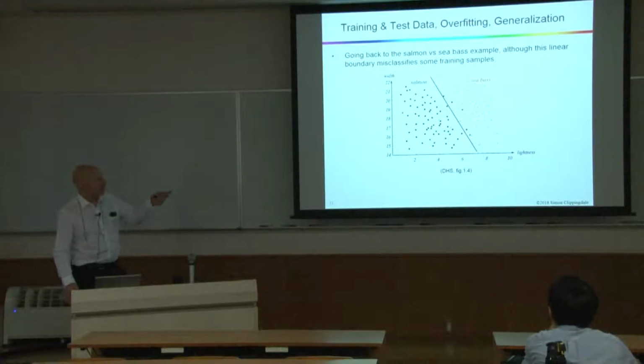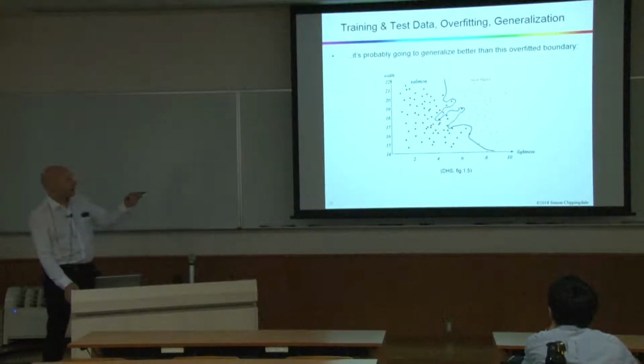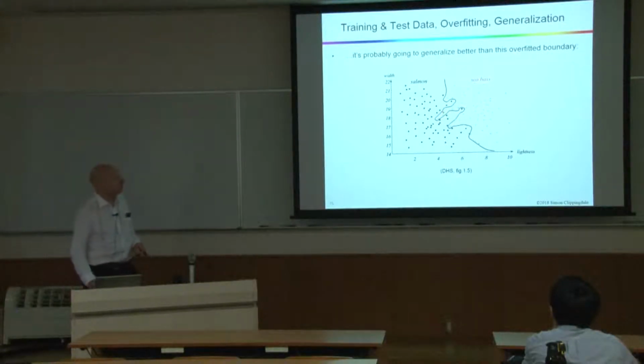We had a linear boundary separating these two classes of salmon and sea bass. And of course it gets some of these points wrong. Some of the points are on the wrong side of the boundary, but you might guess that that is probably better than this overfitted boundary here, which exactly fits all the training data. But if you have a novel input point where this question mark is here, chances are it could be wrong, very likely to be wrong.